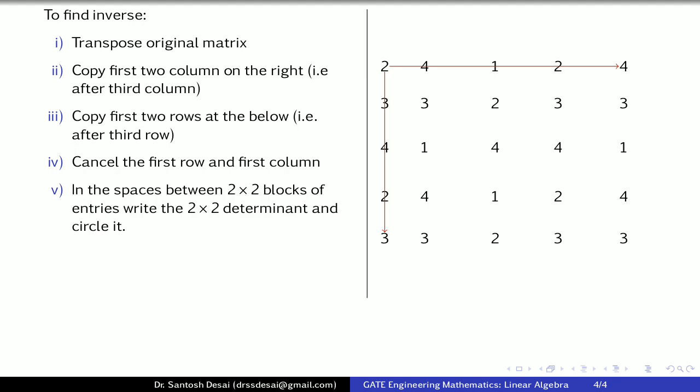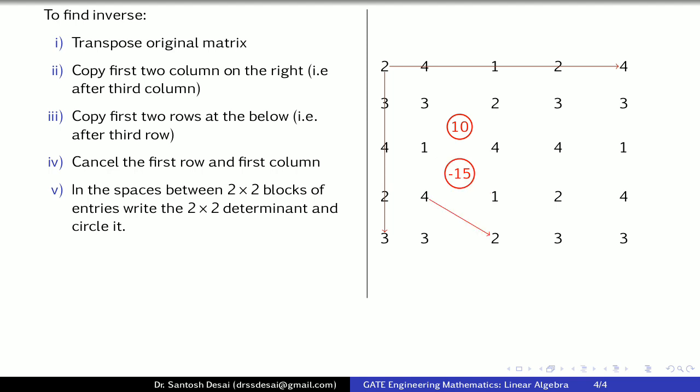And then this is the important one. In the spaces between 2 by 2 blocks of entries, write the 2 by 2 determinant and circle it. So let us consider the first 2 by 2 block. Treat it as a determinant, simplify it, write the value and circle it. So we have to take the multiplication of 3 and 4, that is 12, and minus 1 into 2, that is 2. So 12 minus 2 is equal to 10. Similarly 1 into 1, that is 1, minus 4 into 4, that is 16, so 1 minus 16 is equal to minus 15.